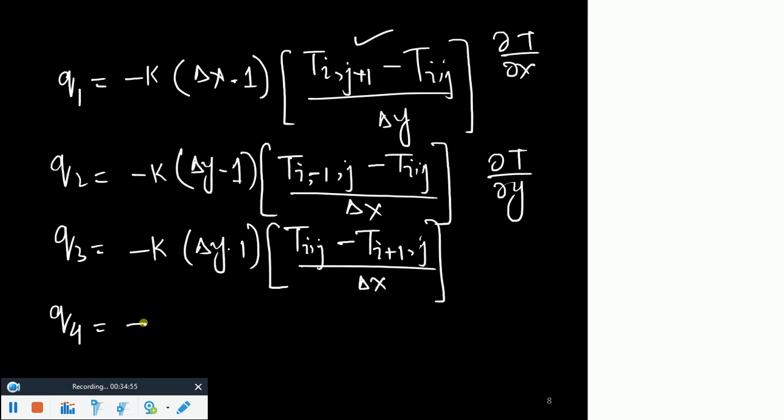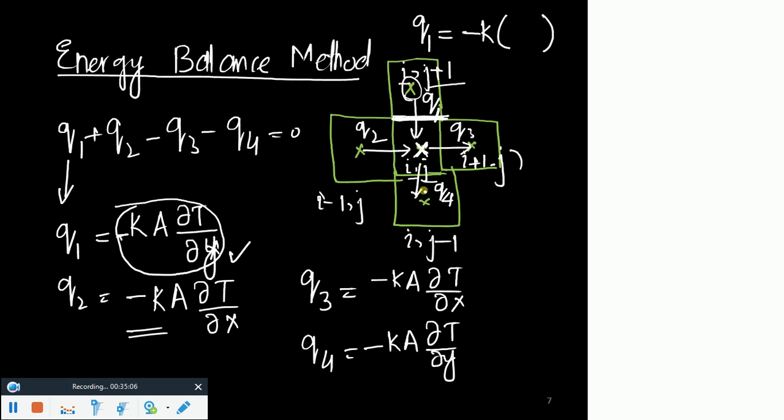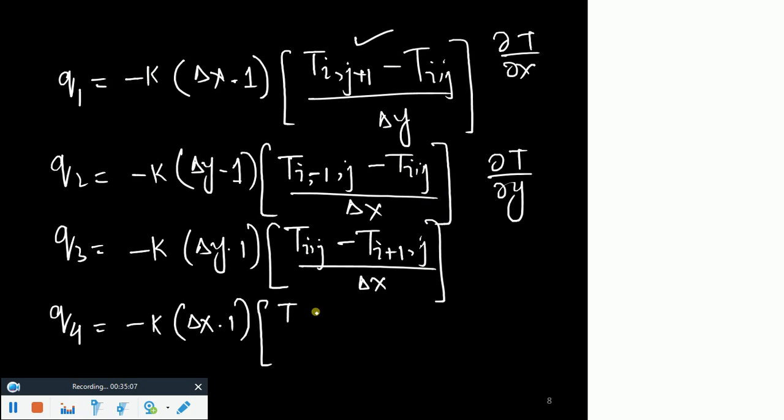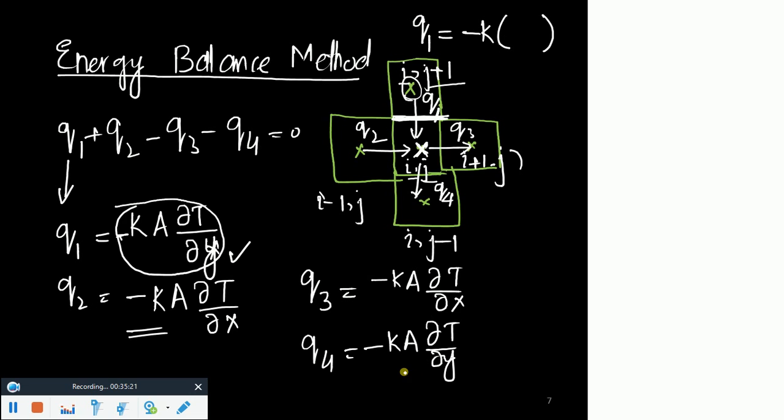Similarly Q4 is equal to minus K delta x into 1. You know how to calculate that area, I have already explained it. So then you would have, because heat is going from here to here, so it would be Tij minus Tij minus 1 over delta y. Now at least you have Q1, Q2, Q3 and Q4. And what was your actual equation?